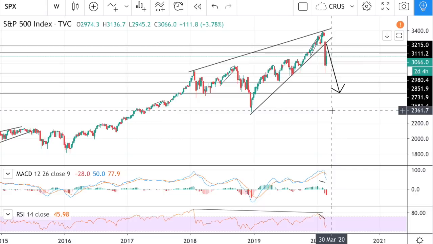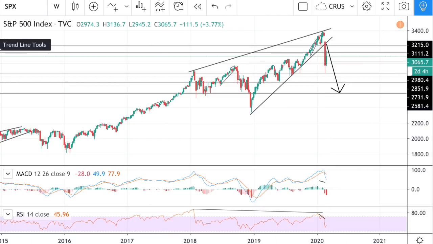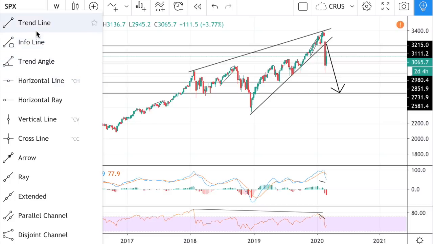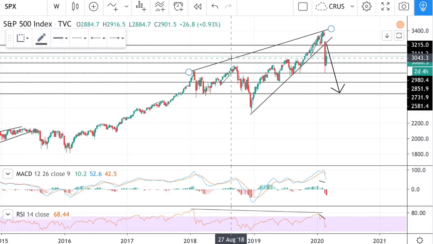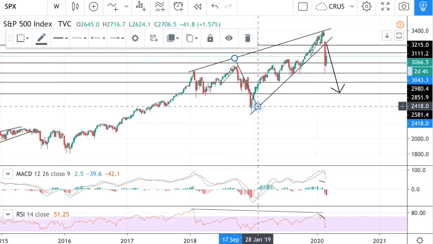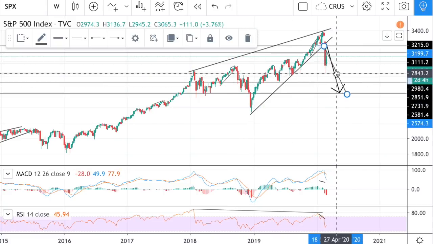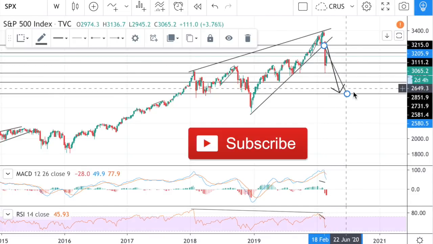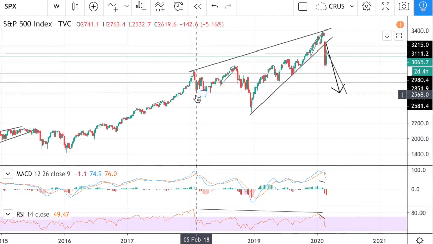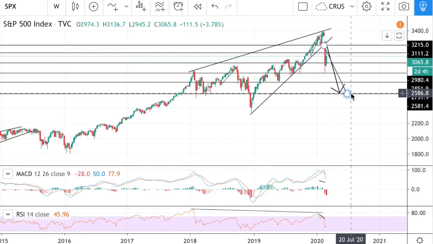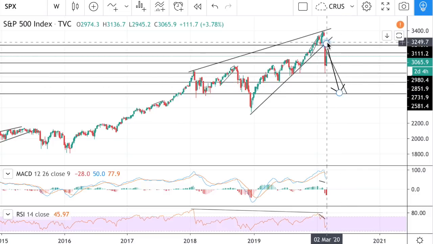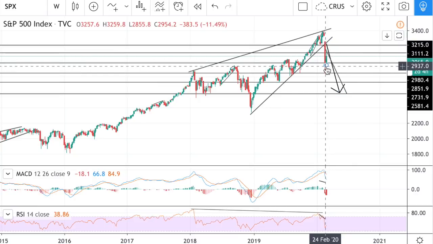Now, these wedge patterns can actually be measured, and you can have specific targets for how they will play out. You just take the widest part of the wedge, measure that, and then take the same distance from the break right here all the way to the nearest support level, which I noted down as here, and that would bring us all the way down here. Now obviously until we get there, a lot of things can happen and my opinion can change, but this is definitely a scenario that I can see playing out considering how impulsive the beginning has been.